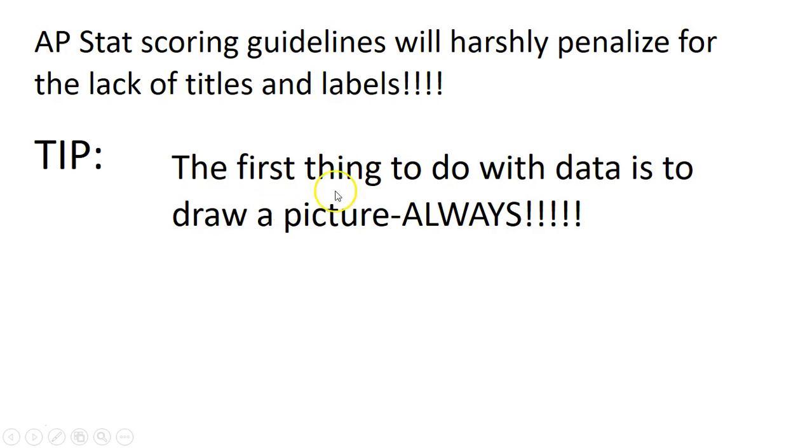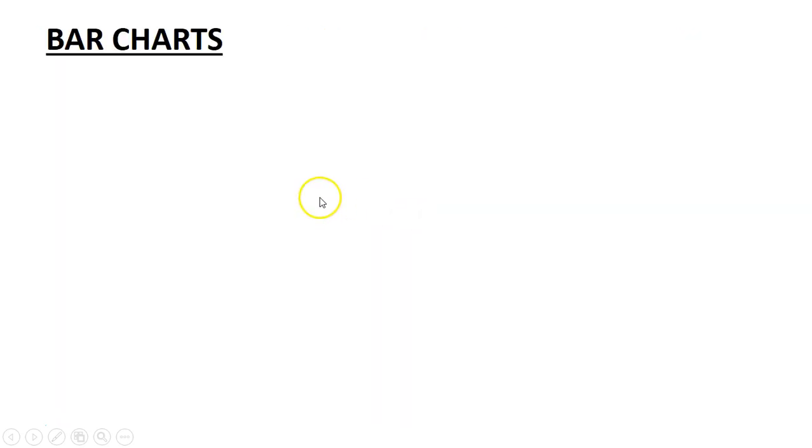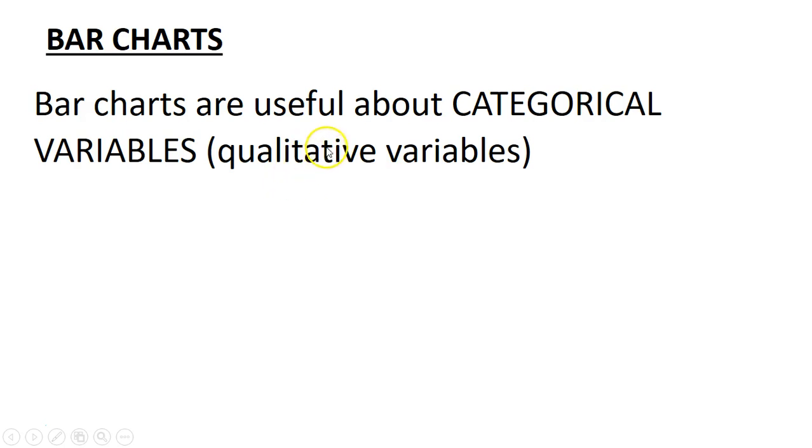So here's a tip. The first thing to do with data is to draw a picture. Always. You want to draw a picture. So let's start with some bar charts. Bar charts are useful when we're talking about categorical variables.